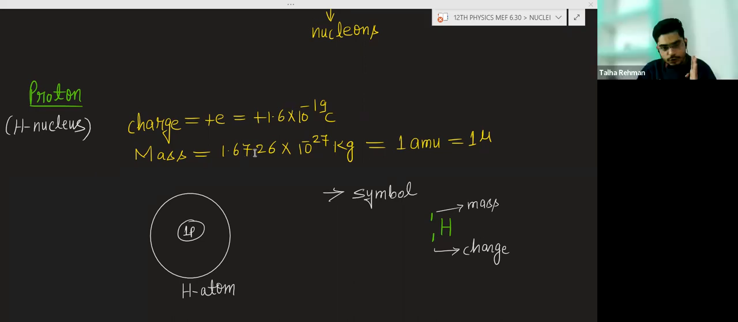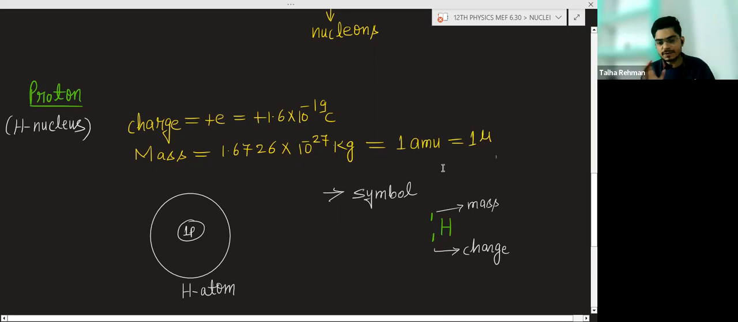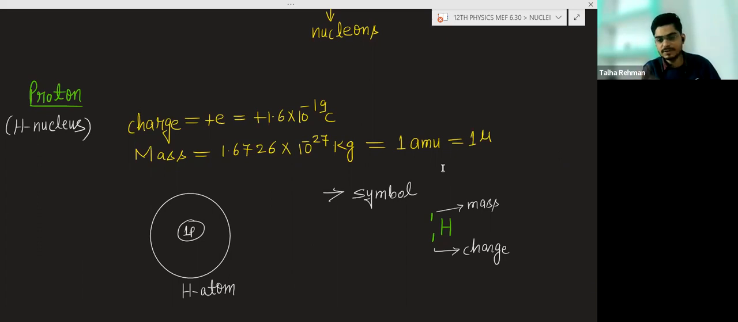So the mass of the proton is 1.6726 into 10 to the power minus 27 kg. And this is equal to 1 AMU. AMU is basically the atomic mass unit, and this is also represented by 1 u. So if someone asks what is the mass of a proton in AMU, note that AMU is a unit of mass.